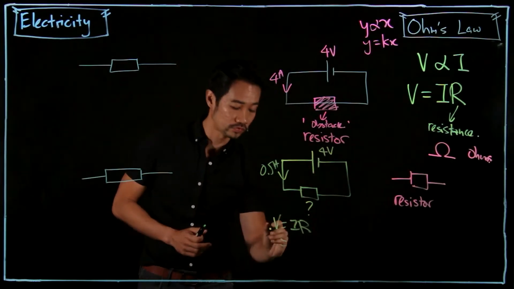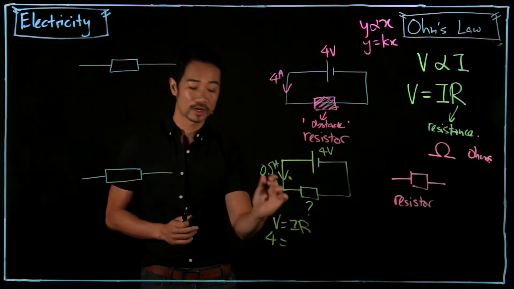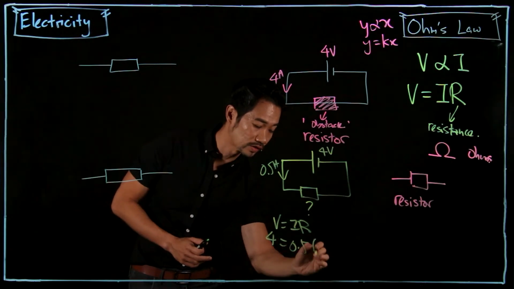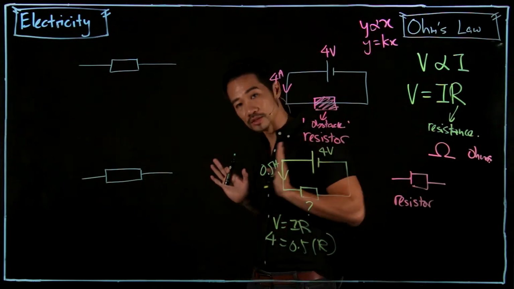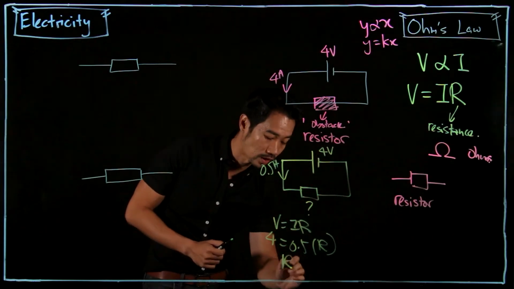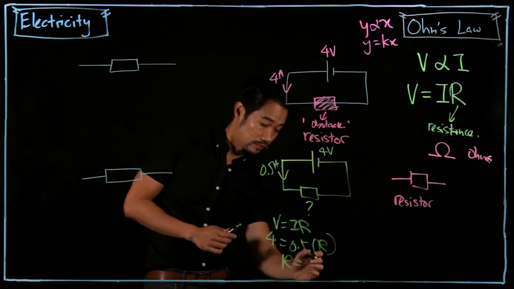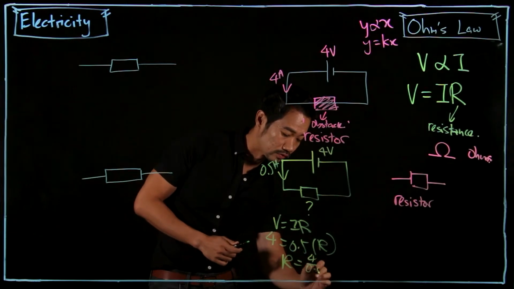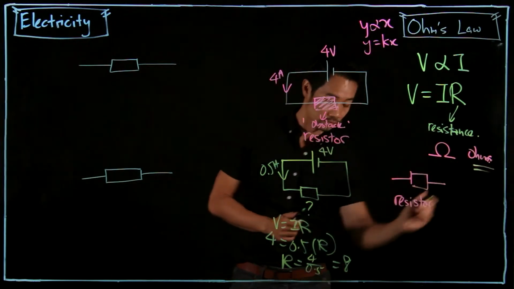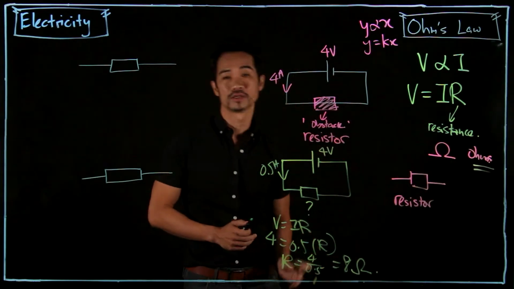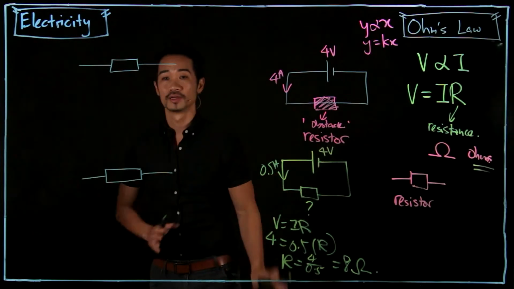V is how many? 4. But the corresponding current is only 0.5. That means there must be a factor of resistance that's pushing the current back. So R is equal to 4 over 0.5, and you'll get 8. And what's the unit for resistance? It's in ohms. Ohms, okay? So this is how you apply the formula.